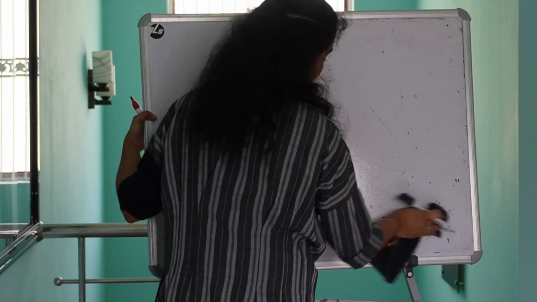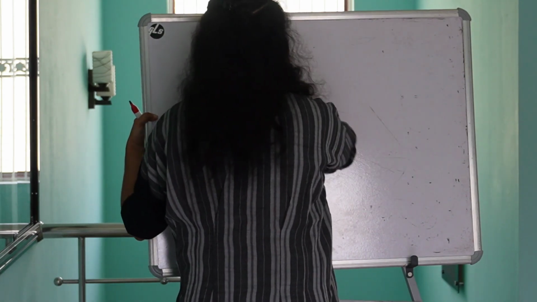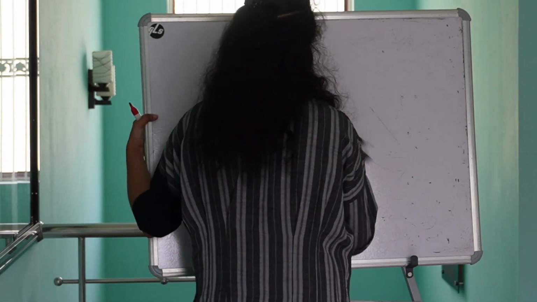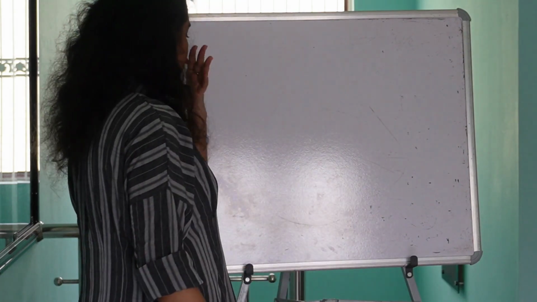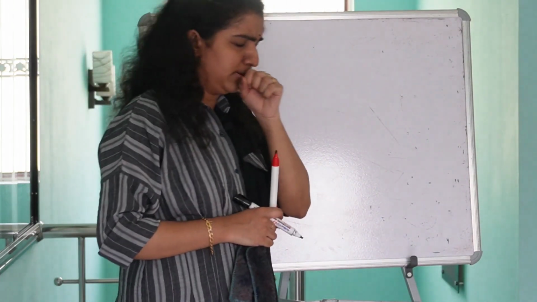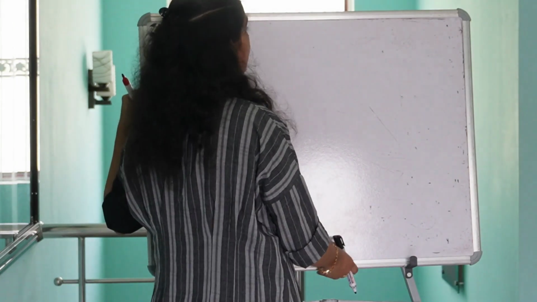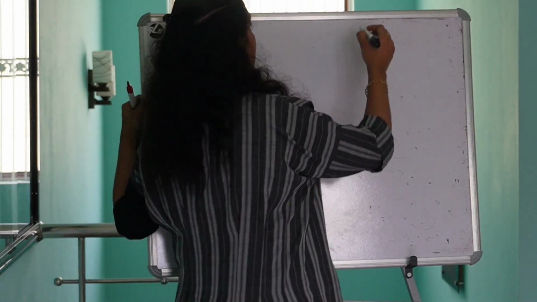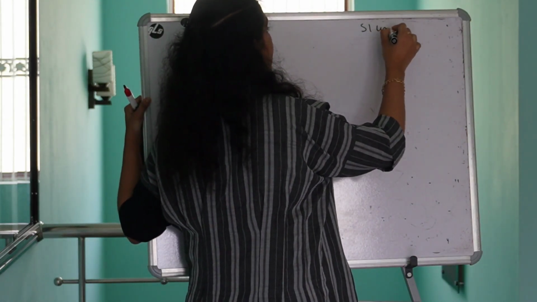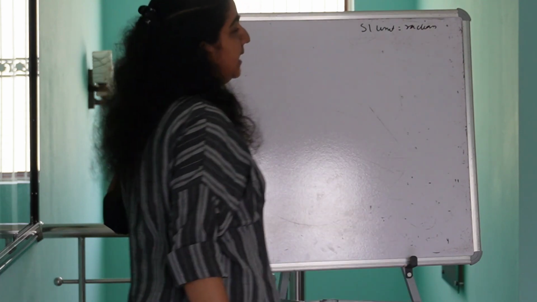So now let's see conversion of units in angular measurements. This conversion is very, very important. Suppose we know the SI unit of angle is radian, isn't it? The SI unit of angle is radian.